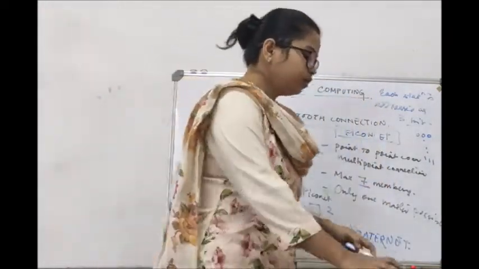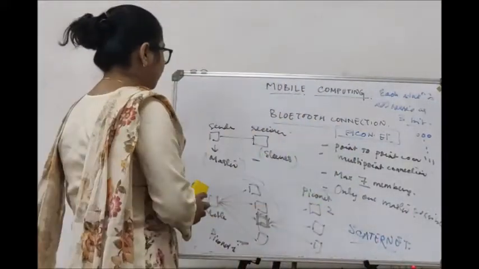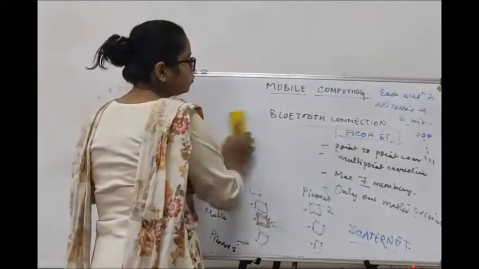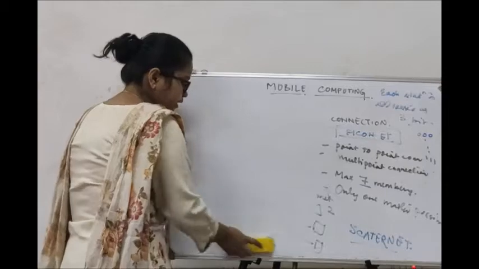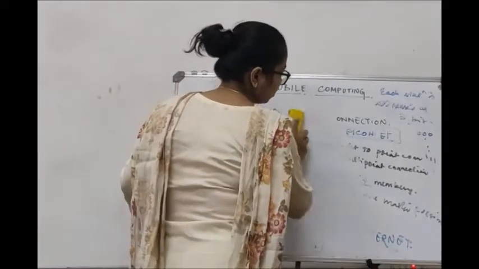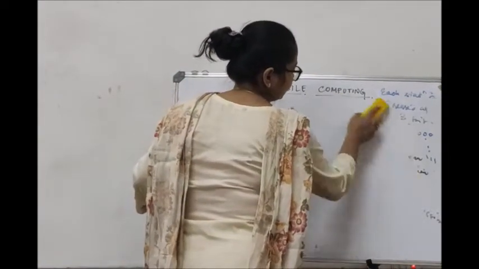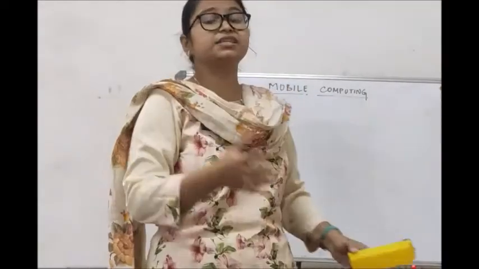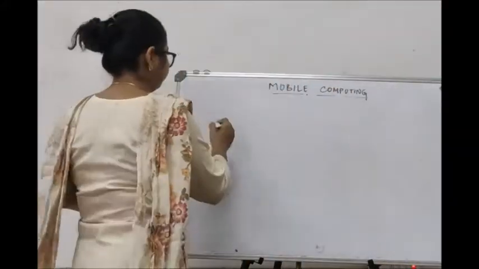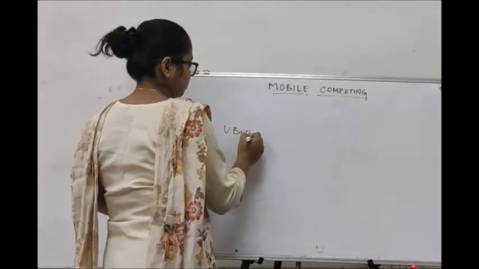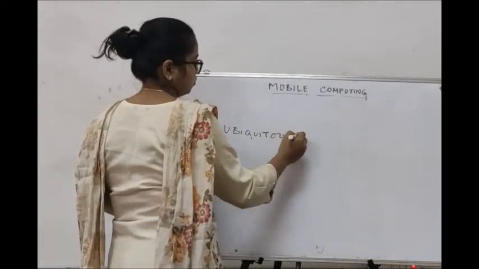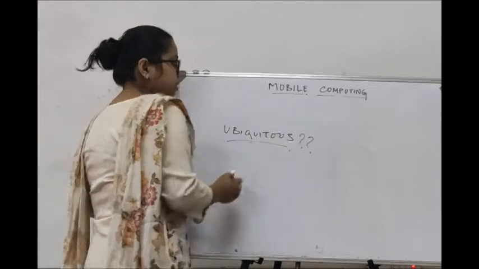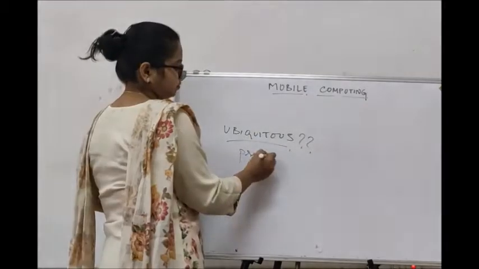Next, in the next class, we will move to a new chapter called ubiquitous connections. Ubiquitous network. What do you mean by ubiquitous first of all? Ubiquitous means present everywhere. I will just give you a brief idea.